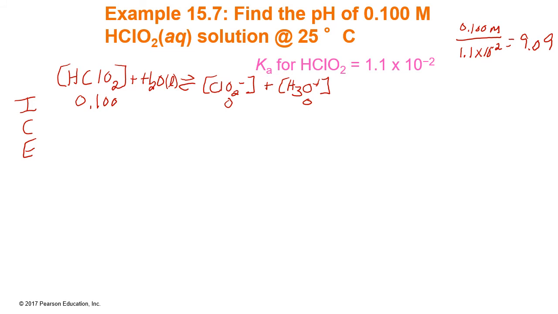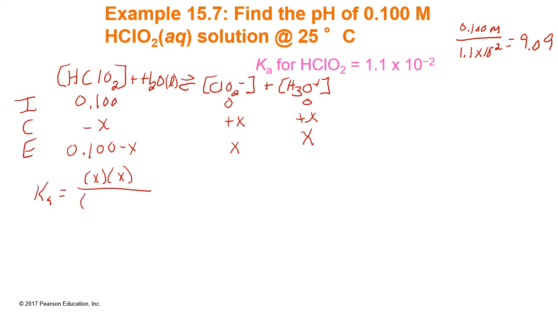Our products are going to be 0. Our change is minus X, plus X, plus X. And again, we cannot ignore our minus X because our Ka is too large. So we are going to have to use the quadratic equation for this problem. So our Ka is equal to X squared, products over our reactants.